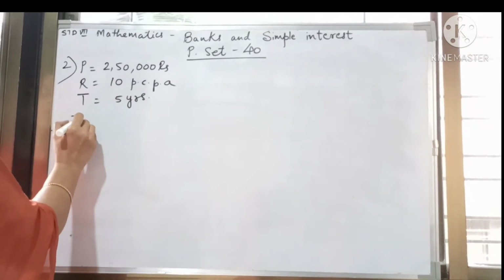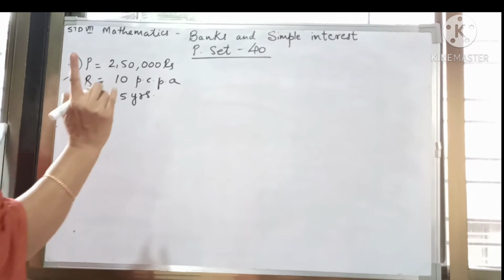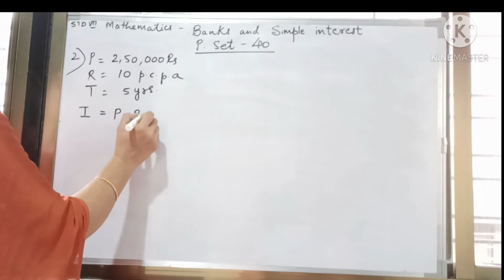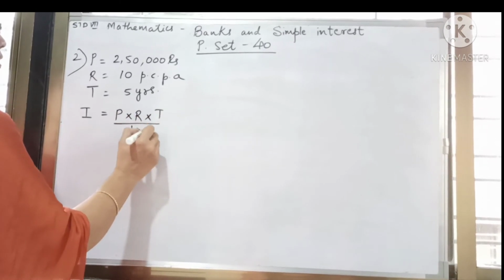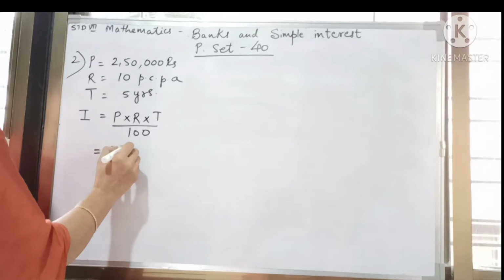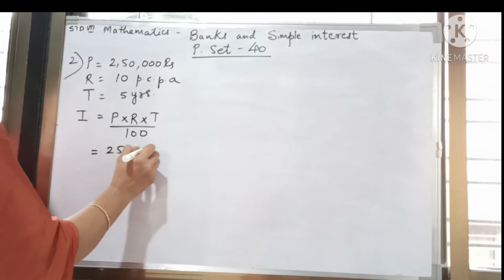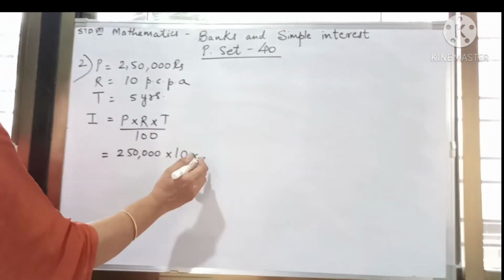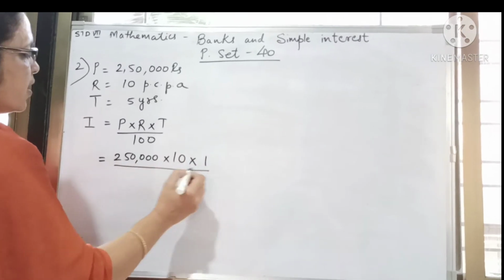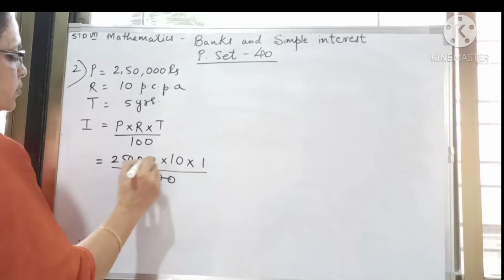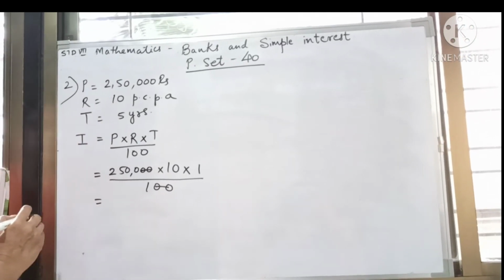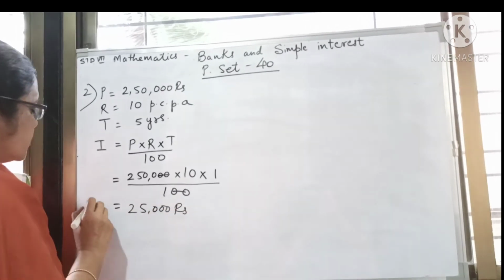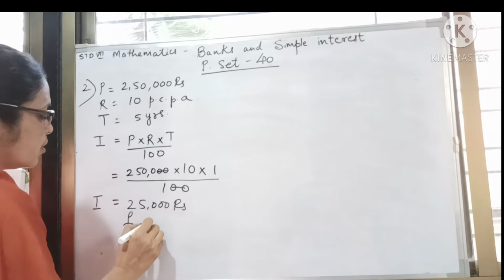So first we will find out the interest for 1 year. We have the formula: interest is equal to P into R into T upon 100. So principal is 2,50,000, rate of interest 10, number of years 1, upon 100. So it comes to 25,000 rupees. This is the interest for 1 year.